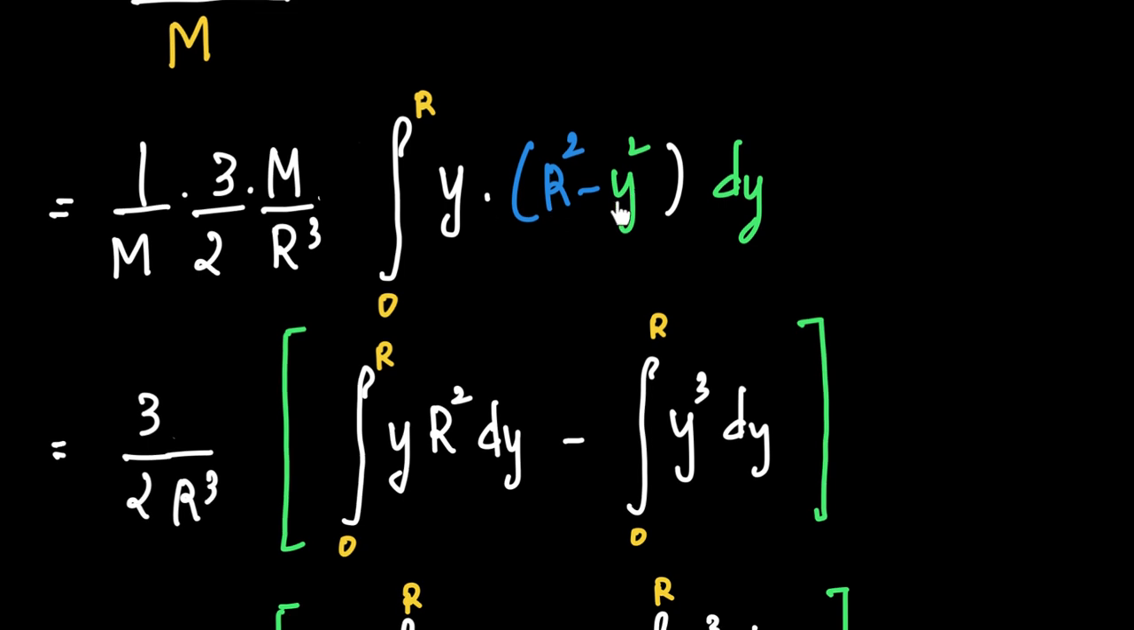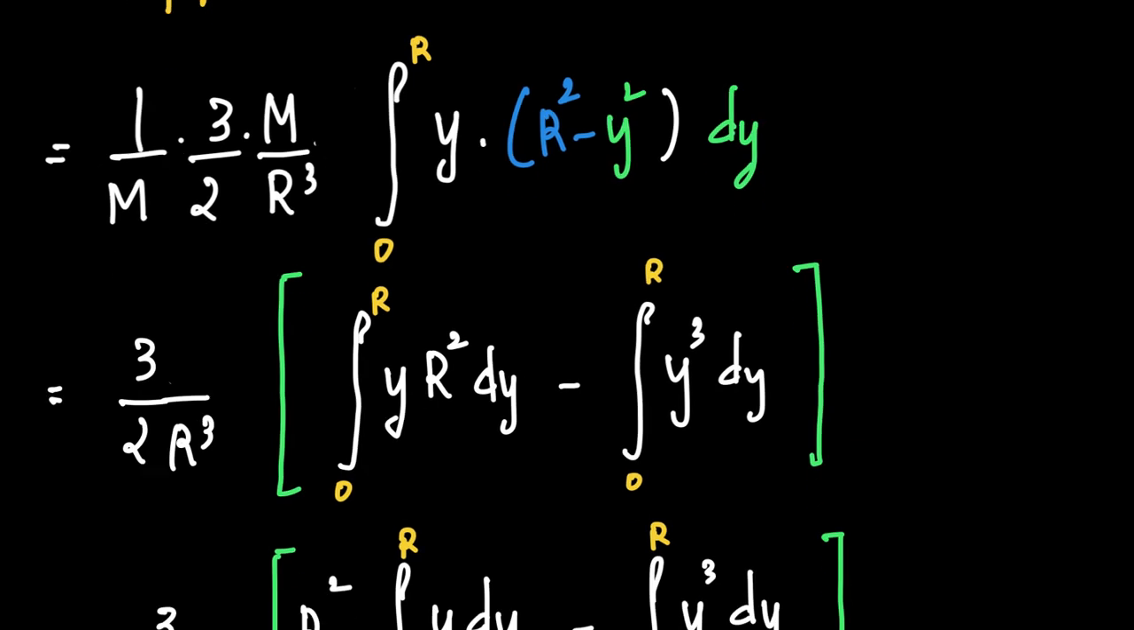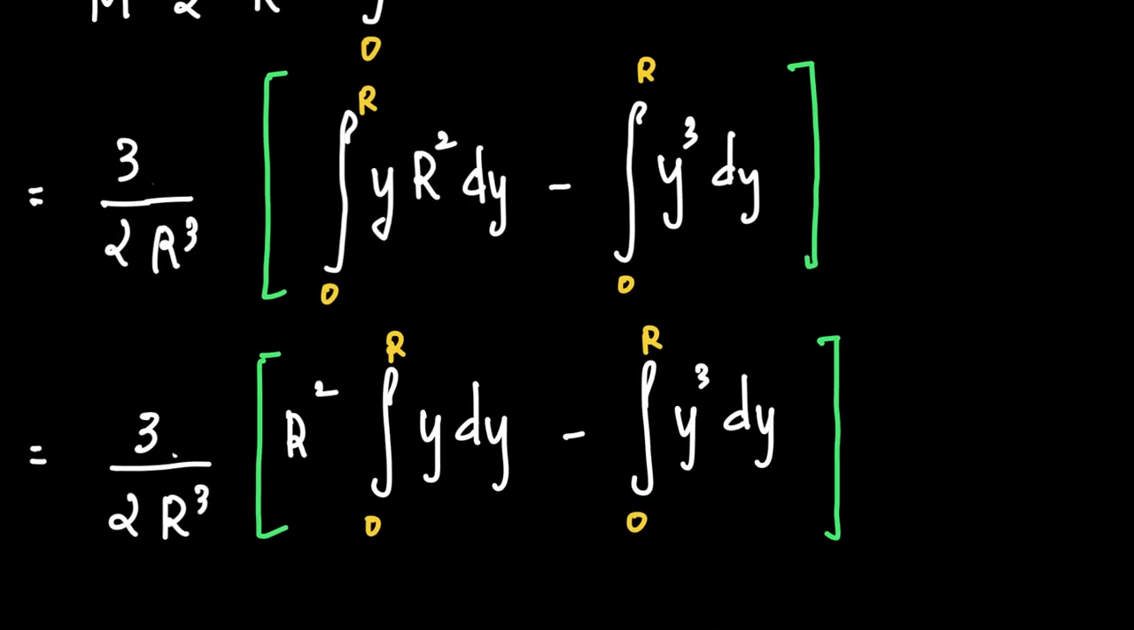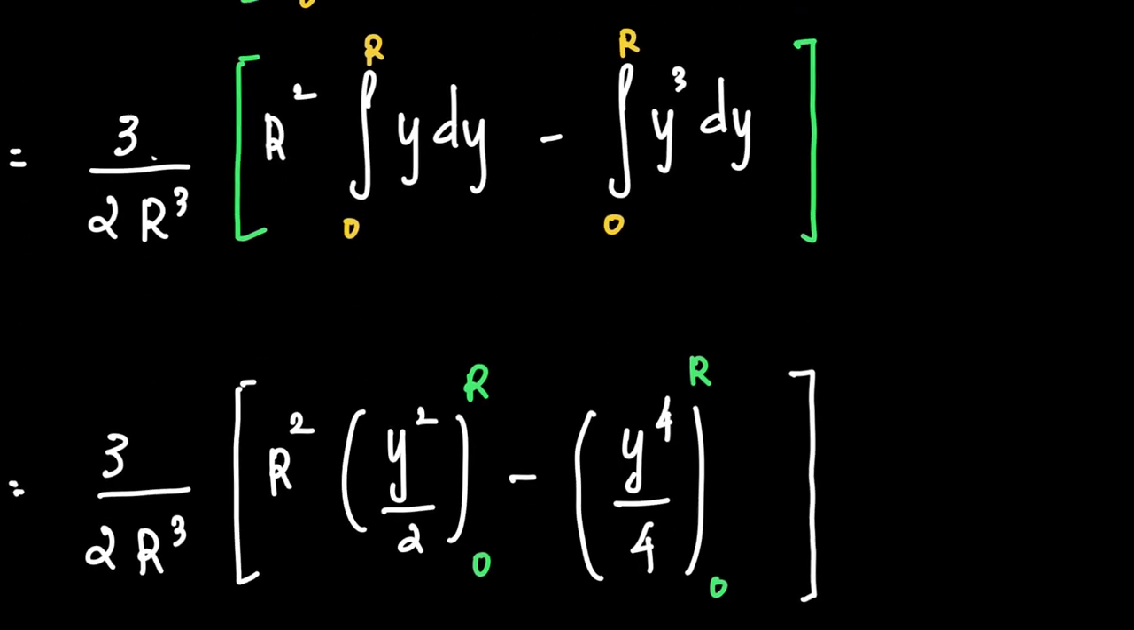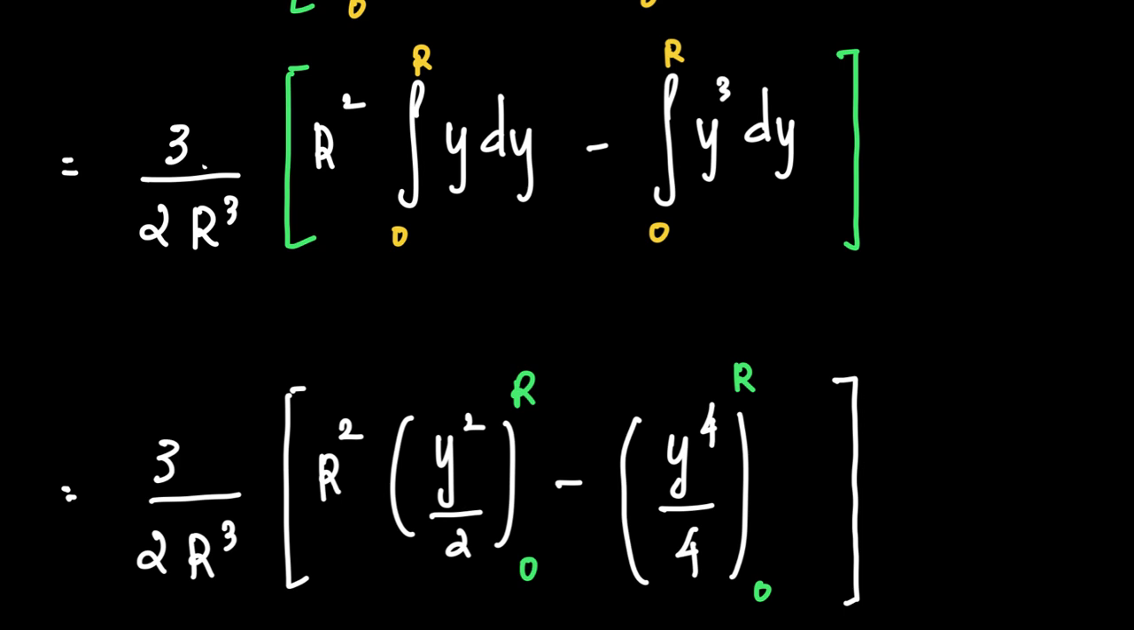So y into r square minus y square becomes integral 0 to r y r square dy minus integral 0 to r y into y square, which becomes y cube dy. Now, in integral y r square dy, r square is a constant because r is the radius of the hemisphere, which is a constant, which therefore can be pulled out of the integrand, which becomes r square into integral 0 to r y dy, and integral 0 to r y cube dy.